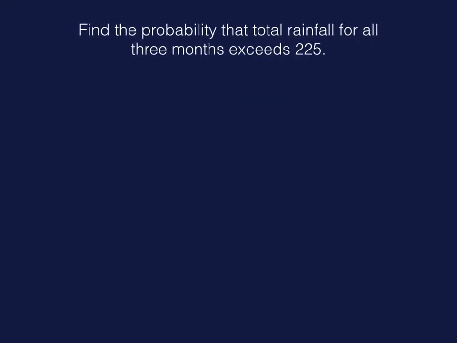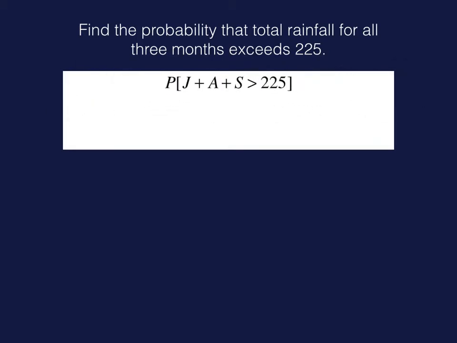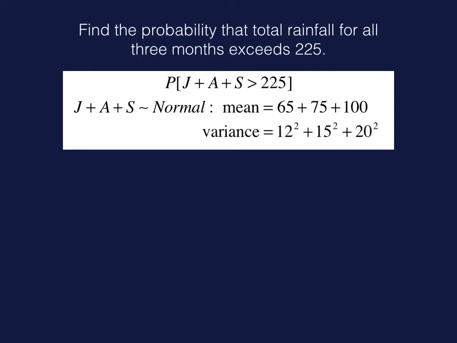Okay, so I'm going to start with the probability that the rainfall for all 3 months is greater than 225. So that's J plus A plus S is greater than 225. Well, J plus A plus S is normal, and you just add the means together, add the variances together, piece of cake. So the sum of rainfall is normal with a mean of 240 and a variance of 769. Note that's the variance, not the SD. You have to square root that to get the SD.